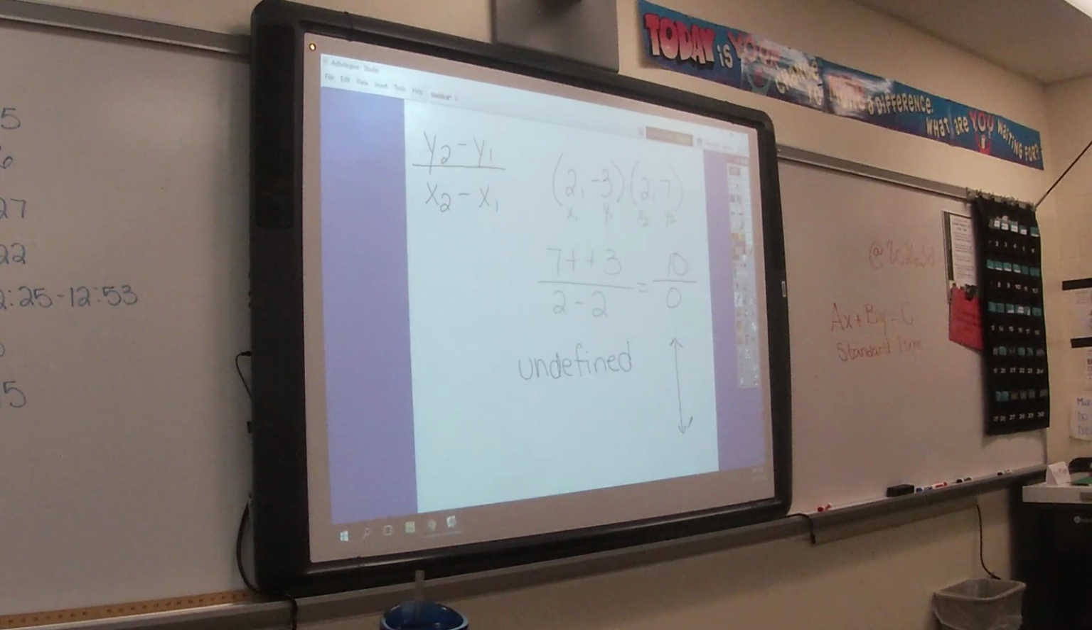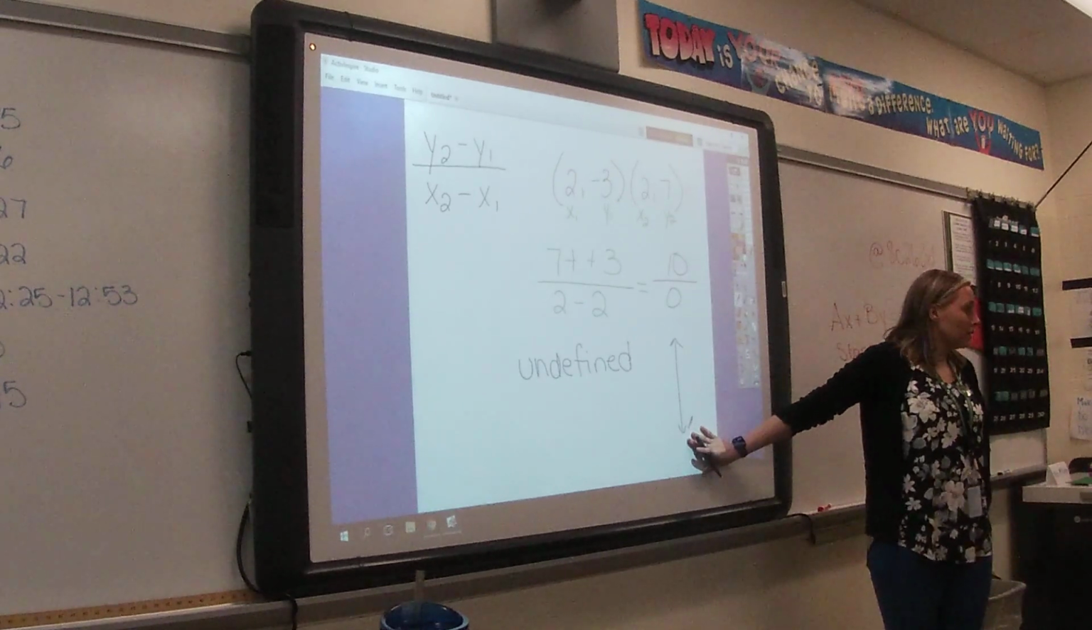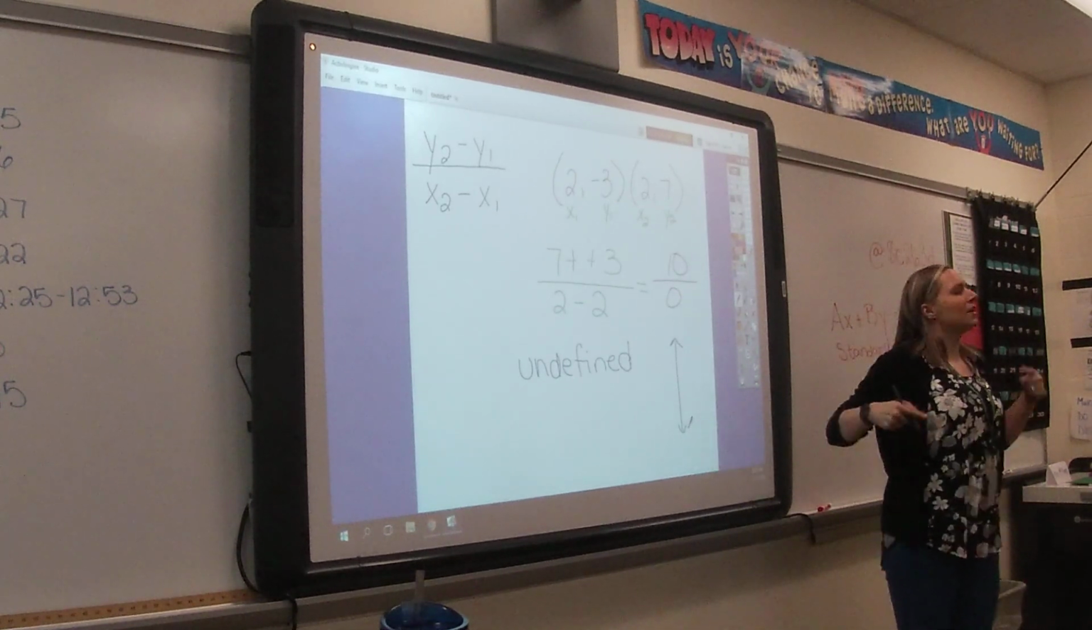If you put 10 divided by 0 in your calculator, it'll say error. If I have nothing, I'm broke, can I share it with 10 people? Nope, I got nothing to share. It is undefined. So this one is undefined. Are we okay there? What happens if 0 is on top?